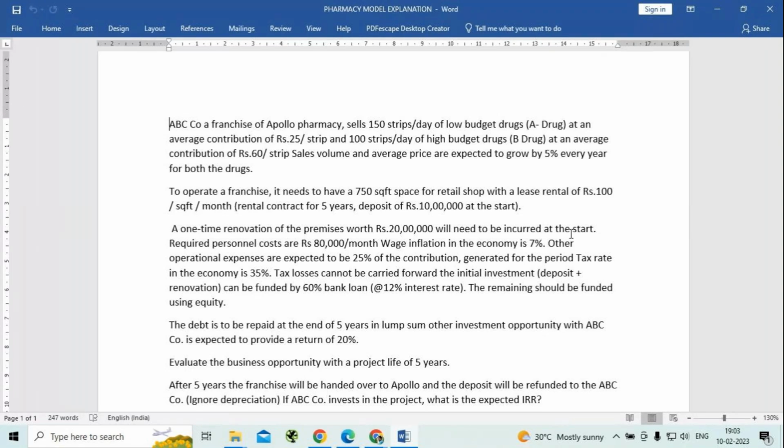of rupees 25 per strip. Here it has been taken as an assumption that if there is a minimum sale of 150 of this particular type of drug, you are going to earn 25 rupees per strip, and in case of type B drug, the minimum sale is 100 strips per day and 60 rupees of commission can be expected. Okay, so let us see how much we can earn out of this. Let us go one by one, so we can try to understand.